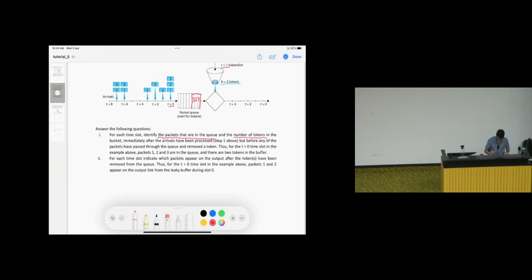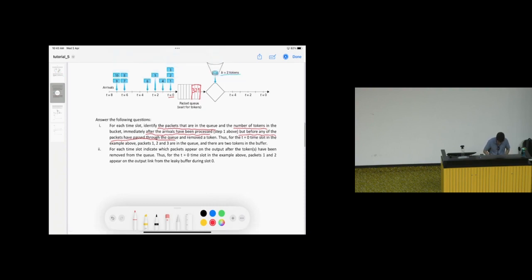After I process this, but before any of the packets pass through the queue, that means I will still have 2 tokens when I'm recording the number of tokens, because this is asking me to record the number of tokens after the arrivals have been processed, but before any of the packets have passed through the queue and removed a token, before tokens are removed. So at time equals 0, I'm going to have 3 packets in the queue, and I'm going to have 2 tokens in the bucket, waiting to remove these packets.